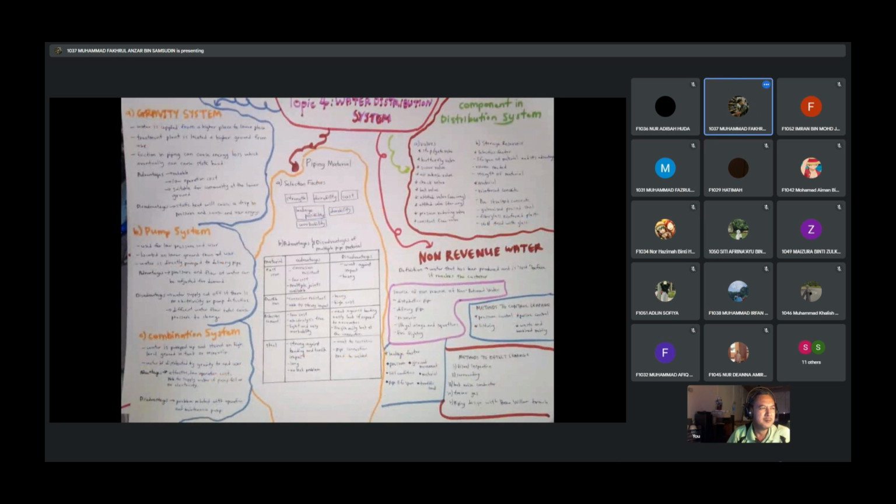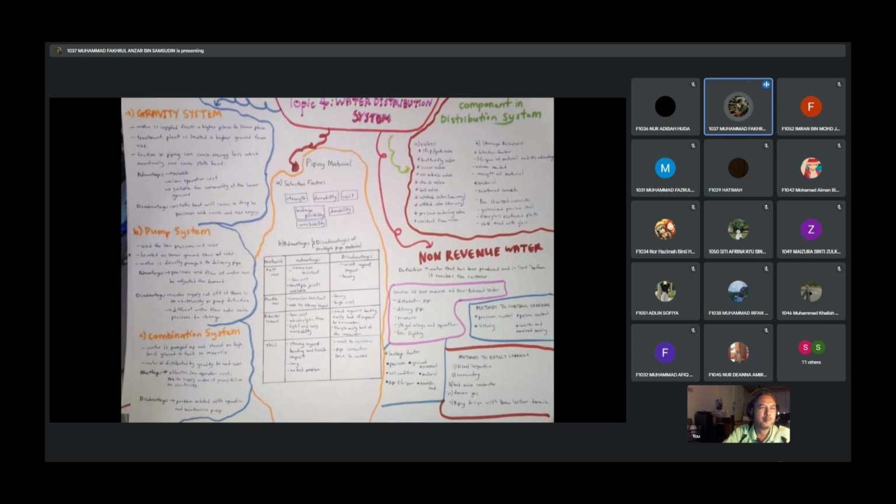Next is the gravity system, a water distribution system. In the gravity system, water is supplied from a higher place to a lower place. Then the pump system. The pump system is used for low pressure users located on lower ground. Next is the combination system, where water is pumped and stored on high-level ground in a tank or reservoir. The advantage is effective and low operation cost, and the disadvantage is problems related to operation and maintenance of the pump.